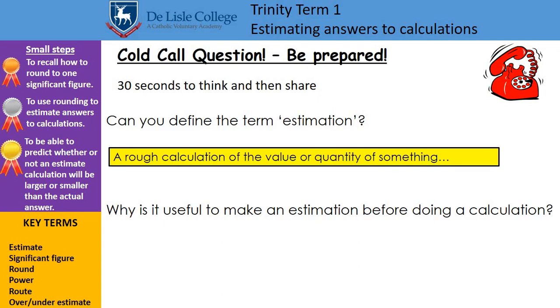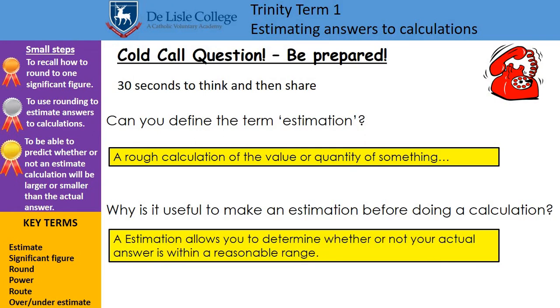Lovely, so an estimation is a rough calculation of the value or quantity of something. So I might say if I go into a shop and Mars bars are 49p and you say how much is 3, I might just think, instead of 49p I'll say 50 and I'll go about £1.50, even though it's a little bit more. Why is it useful? Well, an estimation allows you to determine whether or not your actual answer is within a reasonable range. Does it make sense, your actual answer?